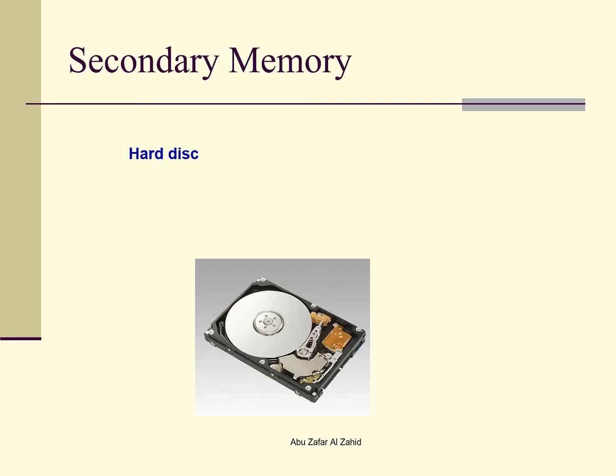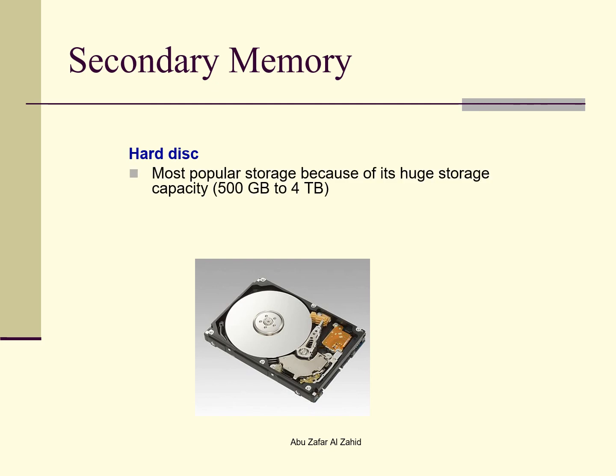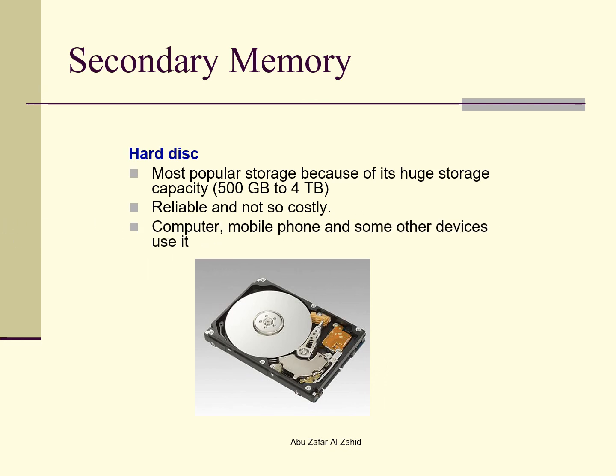Secondary memory. Hard disk is a secondary memory, the most popular storage device because of its huge storage capacity. A hard disk can contain 500 GB of data, 1 terabyte, 2 terabytes, 3 terabytes, or 4 terabytes of data. It is reliable and not volatile, and it is not so costly. Computers, mobile phones, and some other devices use it as a storage device.